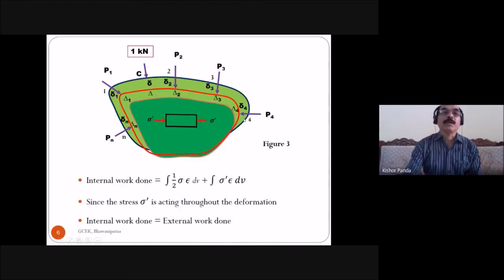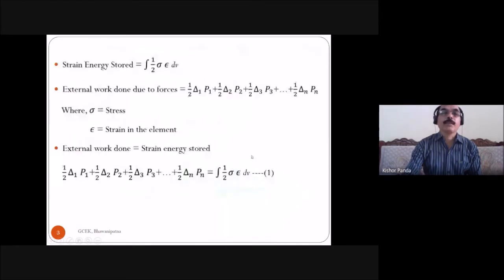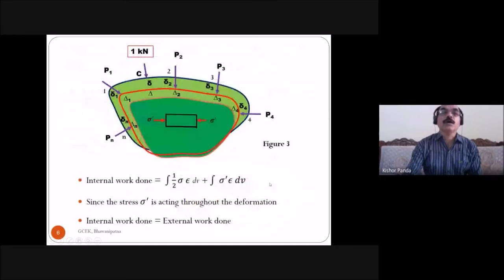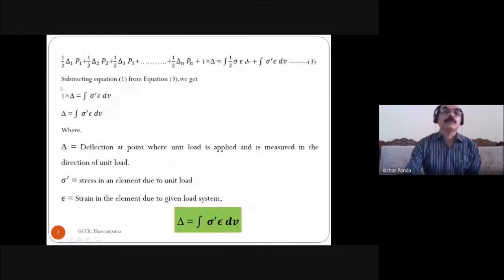But from equation 1, when only the external forces P1, P2, P3, P4 and Pn are acting on a body, the external work done and strain energy relation is: half delta 1 P1 plus half delta 2 P2 plus half delta 3 P3 plus half delta n Pn is equal to integration of half sigma epsilon dB. This is equation 1, and this is equation 3. So subtract equation 1 from equation 3.